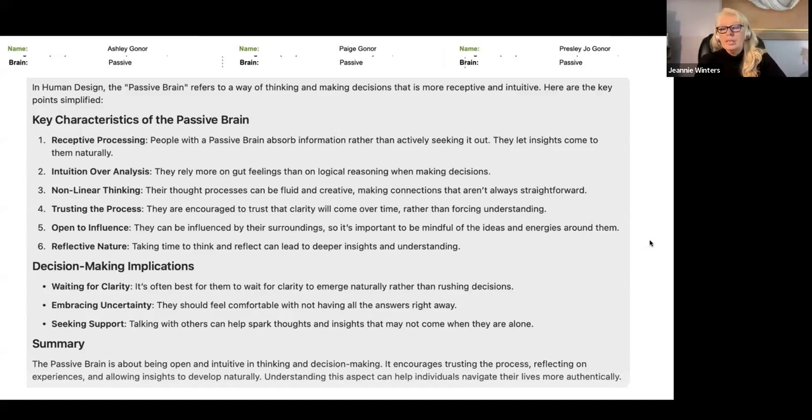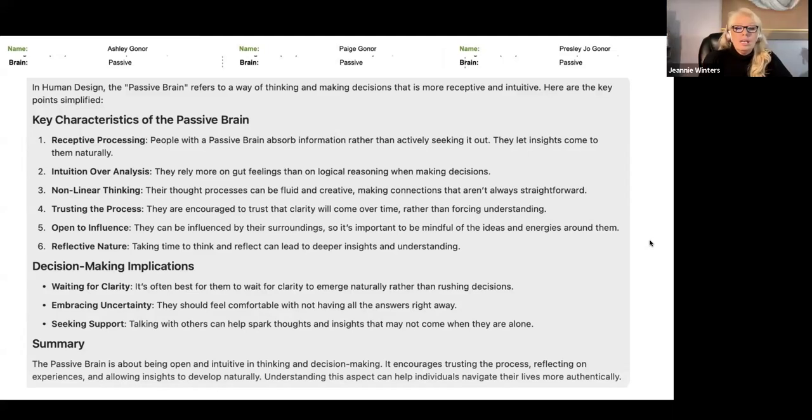And I see that in you. I see that in your girls too. I could totally get that. I do that as well. Intuition over analysis. You rely more on gut feelings than logical reasoning when making decisions. Yep. Okay.